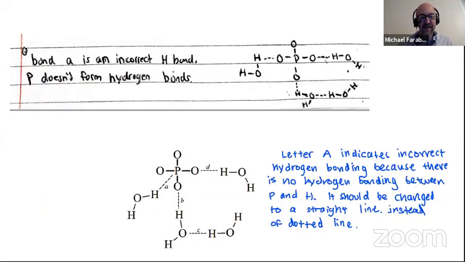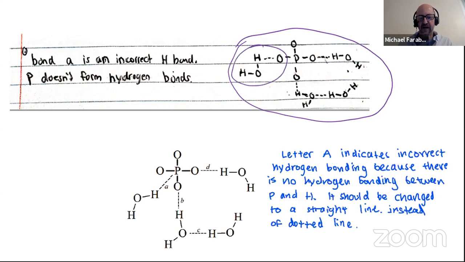This person said A is incorrect. And except for this diagram, I was concerned that they didn't quite talk about what the correction should be. But sure enough, you can see that they have redrawn the diagram to show that the hydrogen on the water molecule is connected to the oxygen on the phosphate. So it looks good.